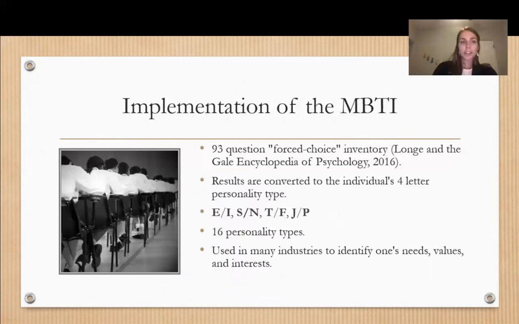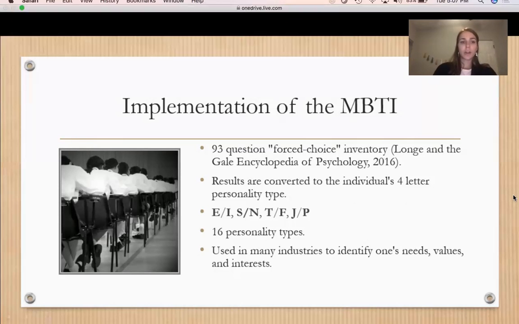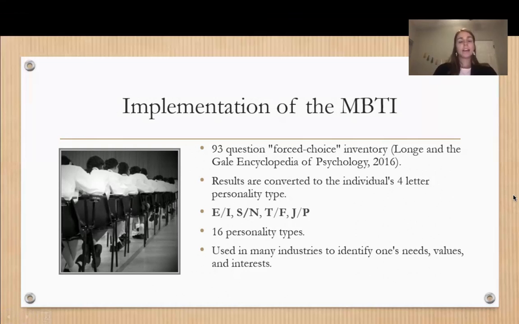So now we move on to the implementation of the MBTI. Like Marilyn said, it is a 93 question forced choice inventory. What forced choice means is that although respondents have the ability to skip questions, they have to make a choice, and it's just a two item choice. So the result of each item moves the respondent away from the midpoint in one direction or another. Those results are converted to the individual's 4-letter personality type.